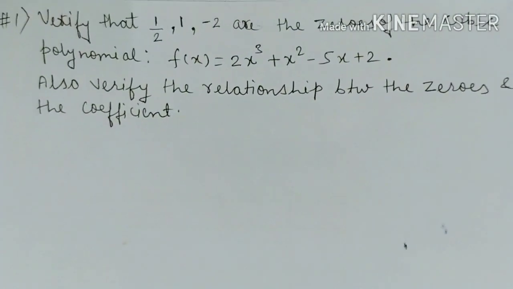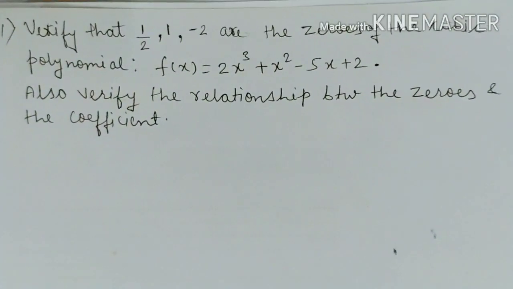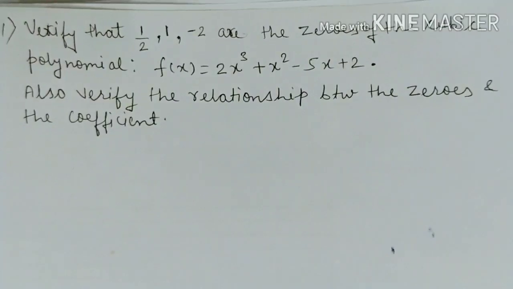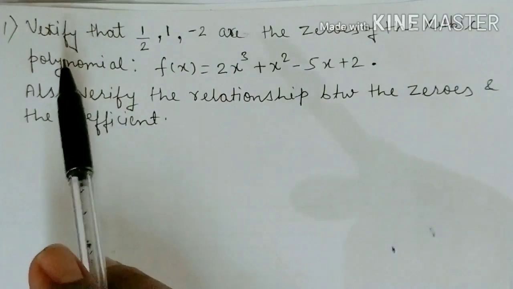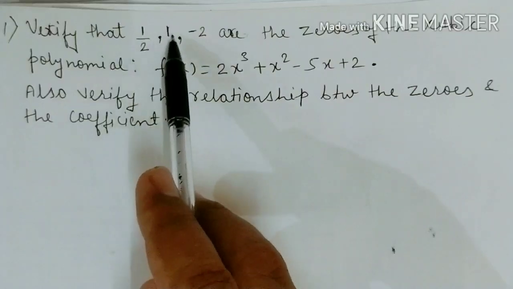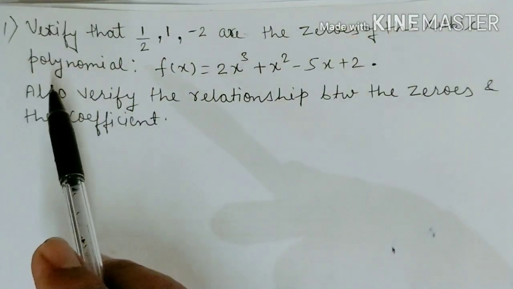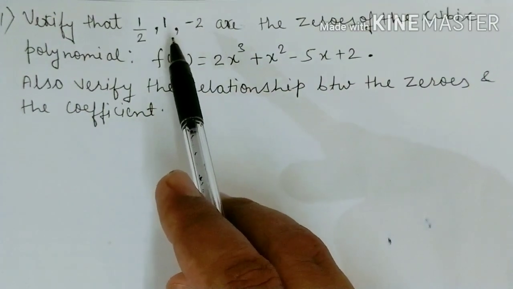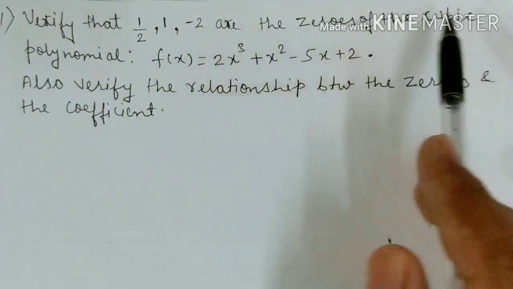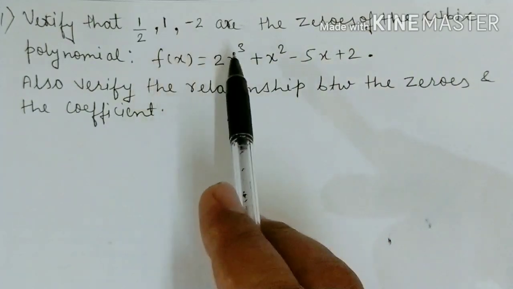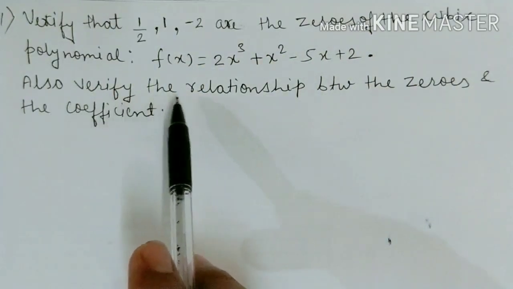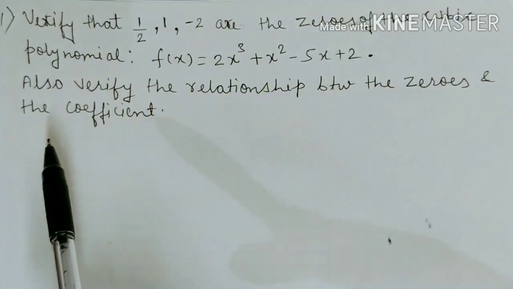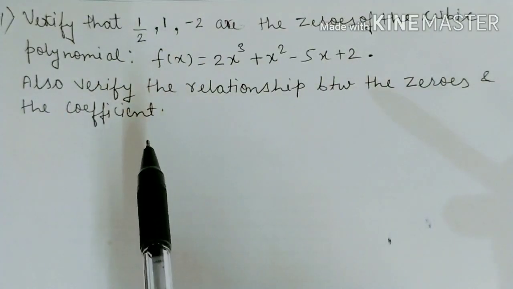So here is your first question. A simple and important question from the CBSE final exam point of view. First, read the question. Verify that 1 by 2, 1, minus 2 are the zeros of the cubic polynomial. First we have to verify that these three zeros, 1 by 2, 1 and minus 2, are the zeros of the cubic polynomial. And the second part of the question is that you have to verify the relationship between the zeros and the coefficients. Clear? So the question is given in two parts.